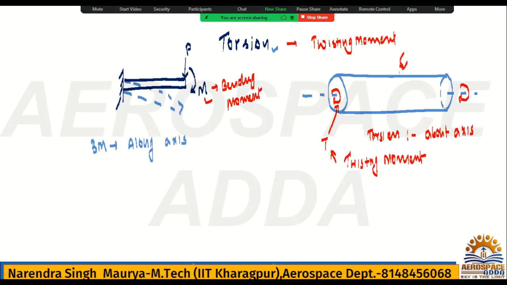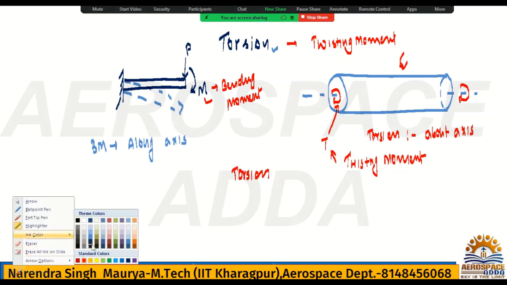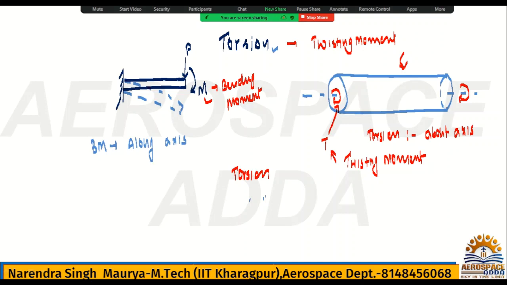So if you talk about the twisting moment, if you talk about torsion, it is basically for the shaft. Okay, it is of circular cross section and it is a rotary device. One end may be connected with the turbine and another end may be connected with the compressor or pulleys or anything. Hope you understood this. Now this torsion, I must say, this name may be different in different books, you may get different names, so don't get confused.